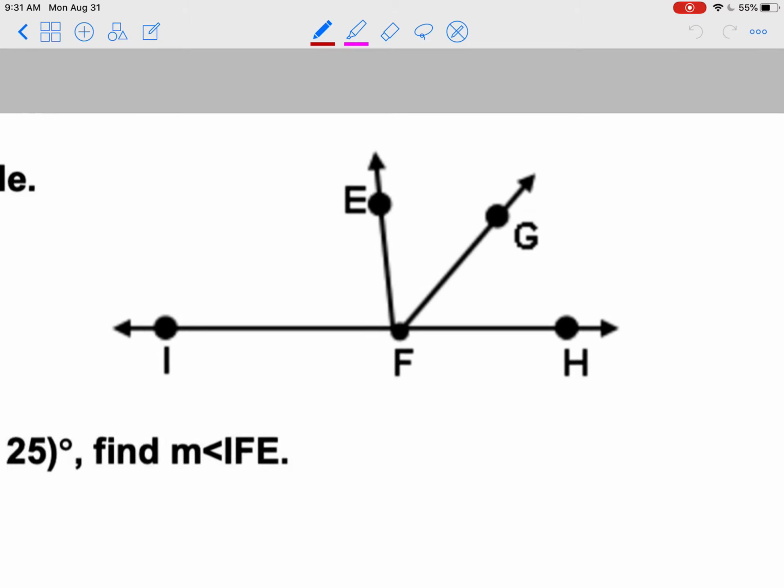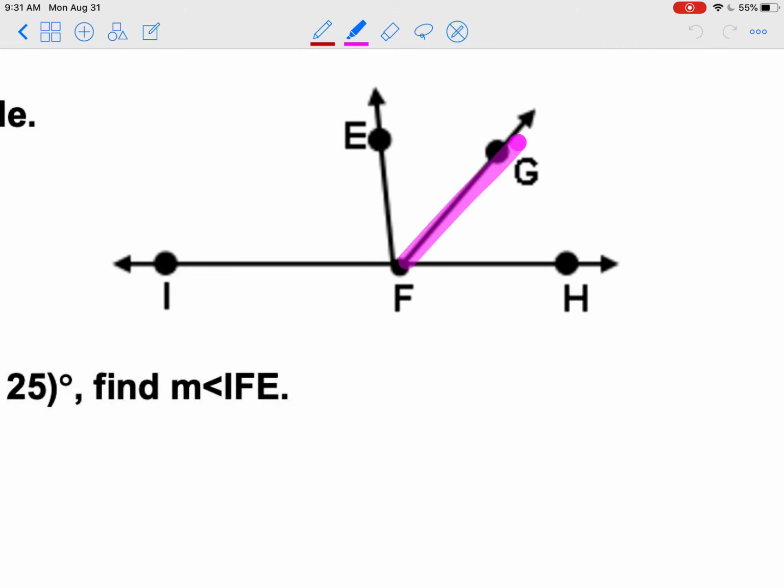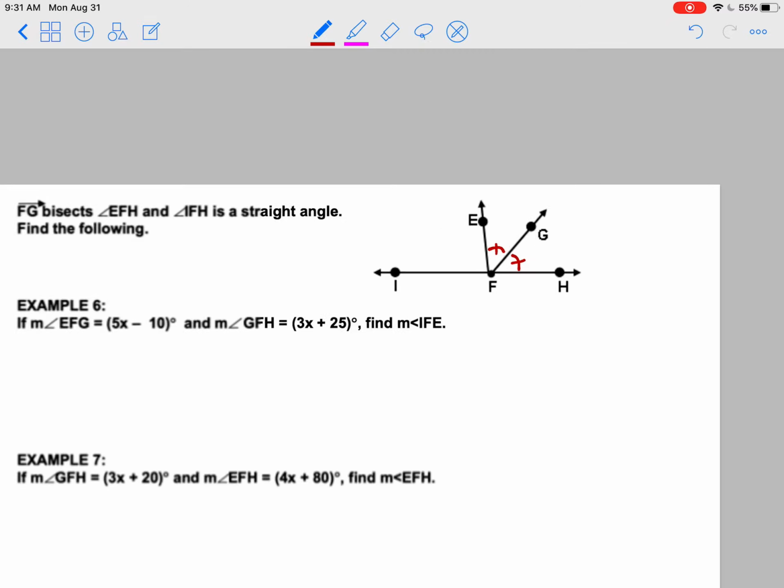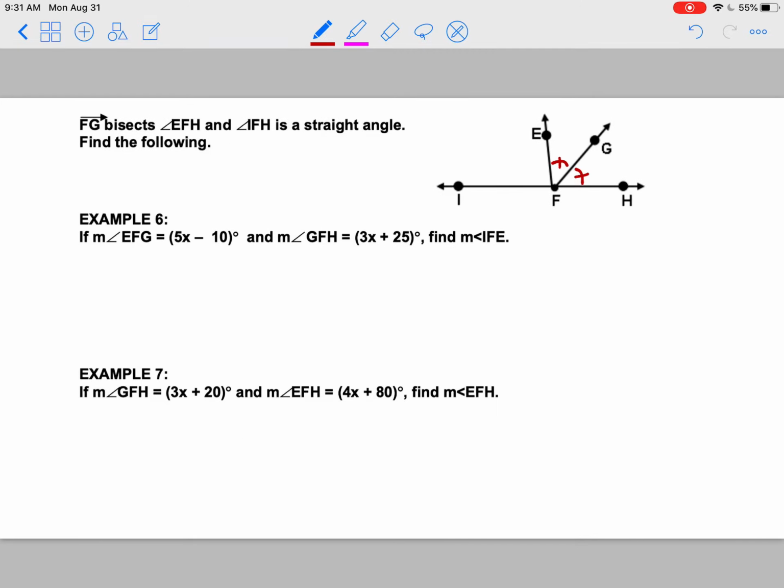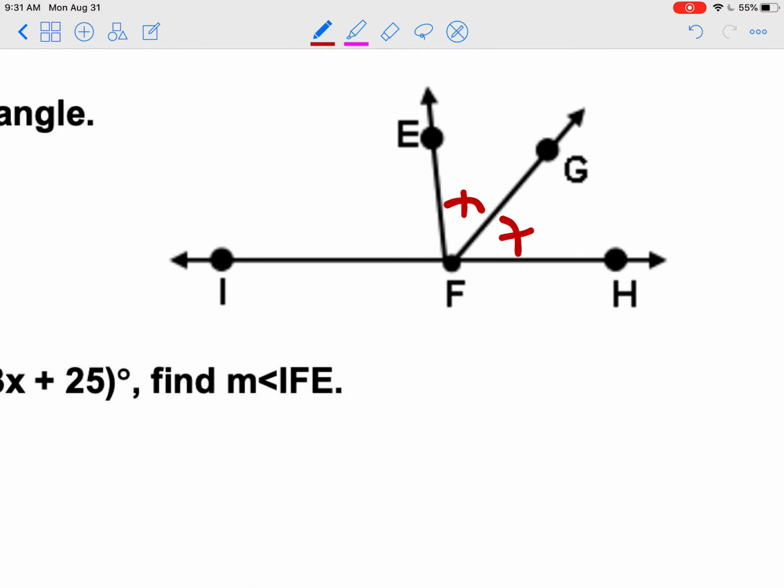Well, let's label that on our picture here. We can say here is our bisector, okay? We now know that this angle EFG is congruent to this angle here GFH. Those will be the same. So whatever one is, the other one will be also. It also says that IFH is a straight angle. Well, we learned the other day that IFH, or straight angles, equal 180 degrees.